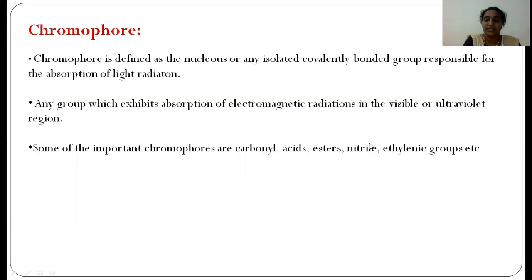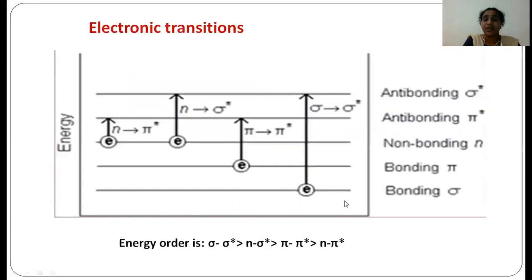Among all these transitions, sigma to sigma star transitions require a lot of energy, because sigma bonding electrons are very strongly held, and hence require a lot of energy to transfer from the ground state to the excited state. Whereas for pi to pi star transitions, pi bonding electrons are loosely held, hence they require less energy as compared to sigma bonding electrons.